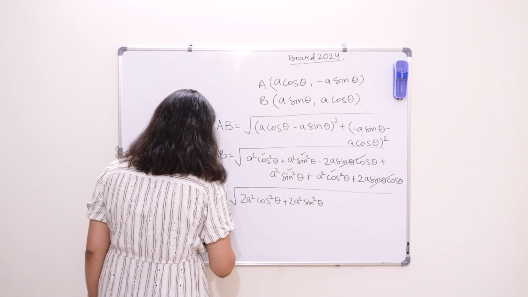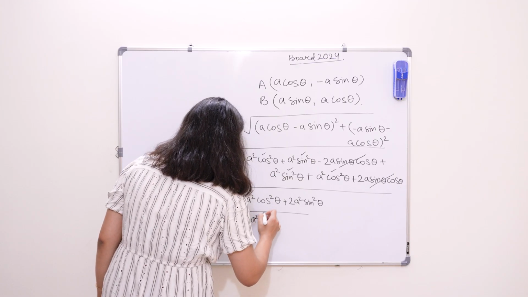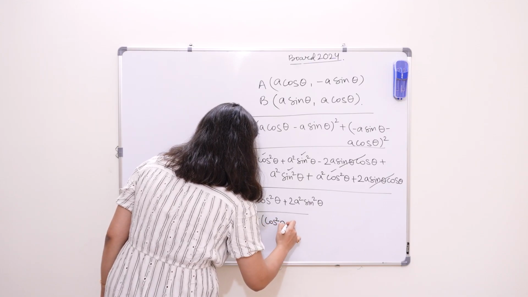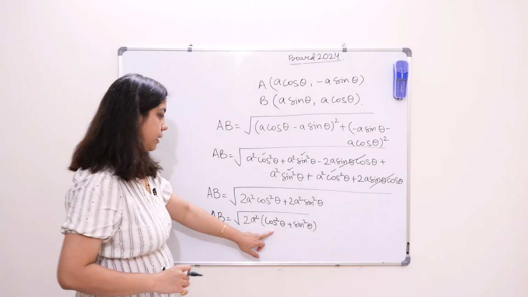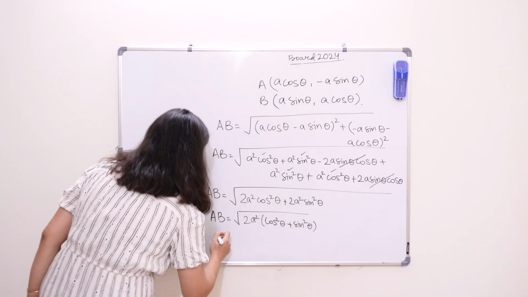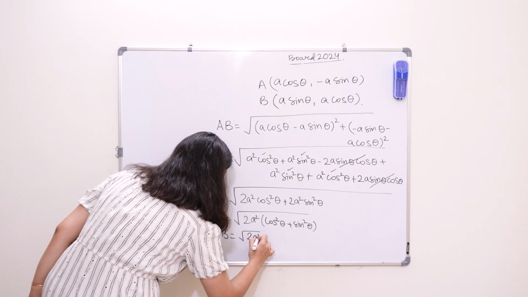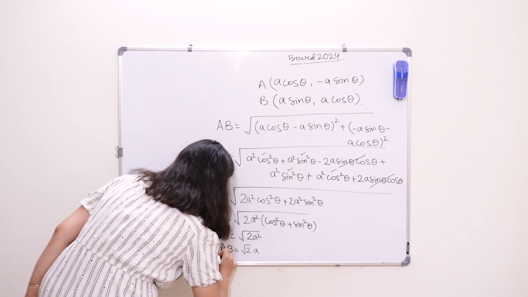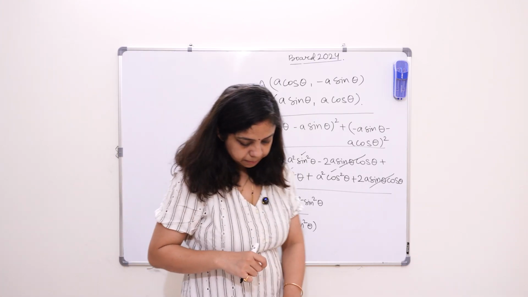मतलब आंसर आया मेरा AB is equals to under root 2a square cos square theta plus sin square theta. Cos square theta plus sin square theta की वैल्यू होती है 1. This is a fundamental rule. Going by that logic, AB becomes under root 2a square, which ultimately becomes under root 2a. So your length of AB is under root 2a, right?